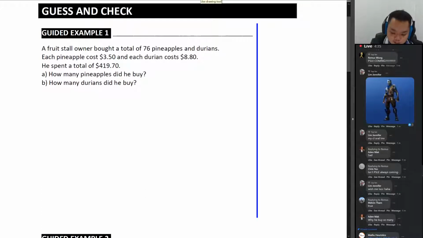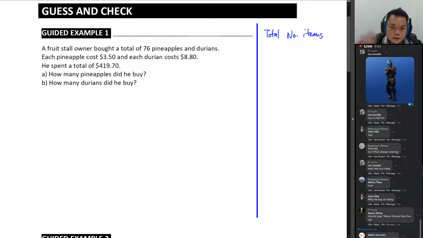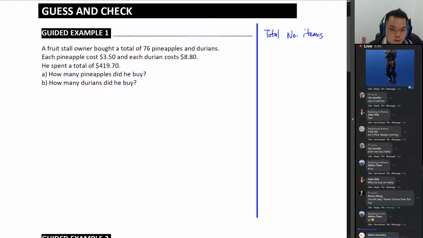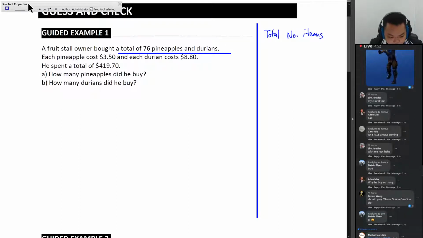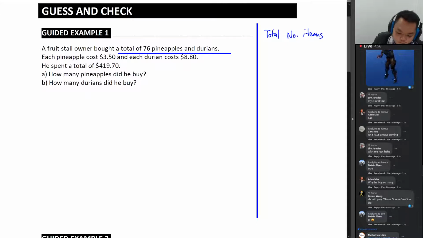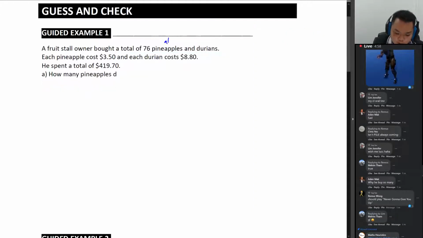and check problem is that you know the total number of items, but nothing else is being said about them. Like for example, in this case, you only know that he bought a total of 76 pineapples and durians, correct? So this is your total number of items.